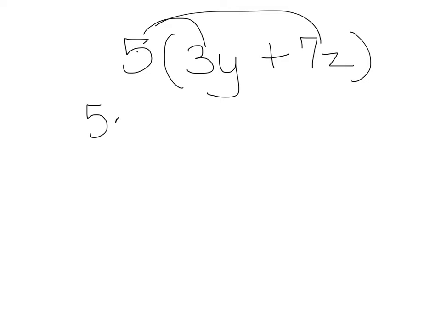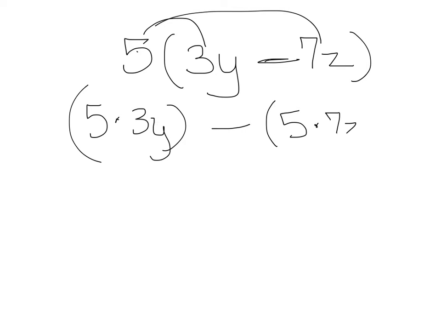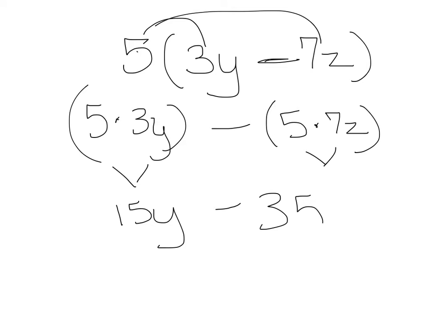This would be 5 times 3y. Let's change this to a minus just so you get to see what it looks like with a minus. Minus 5 times 7z. Multiply these. This would be 15y minus 35z. If you are in our advanced classes, please keep in mind that sometimes you may be given negatives. If you're in our advanced classes, please go to one more page and take one more example. If you are in the regular classes, you may stop here and go on to the note check.